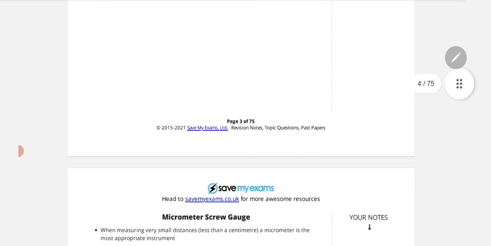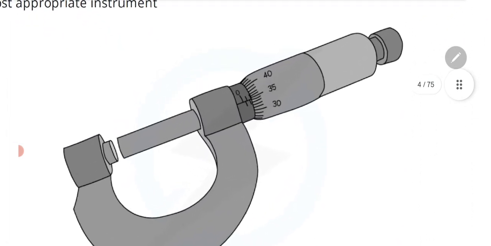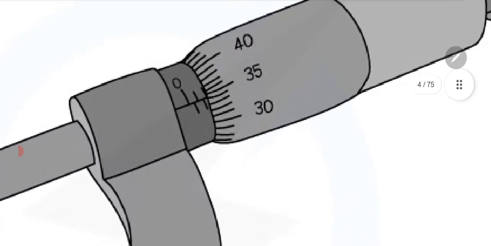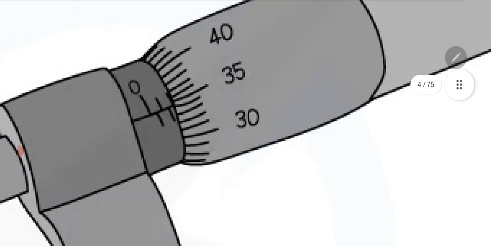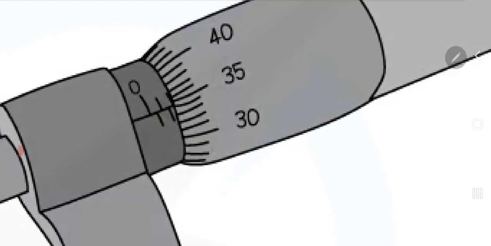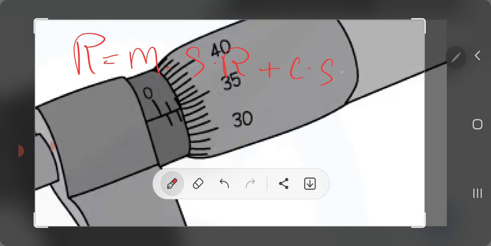The next one, you can easily find the reading by using the micrometer. You have already performed this in the lab. How can you find the reading? There are two scales. One of them is the main scale, another is the circular scale. And by using the formula of the micrometer, reading is equal to main scale reading plus circular scale reading times least count. This is a formula which helps you to find the reading by using the micrometer.